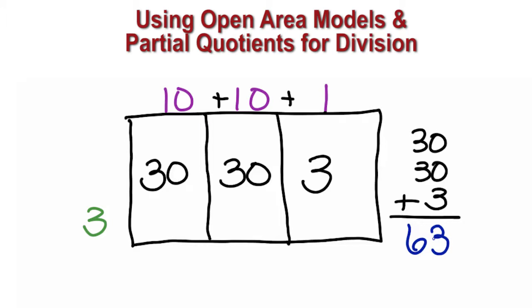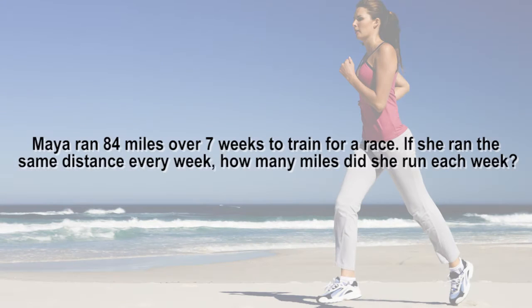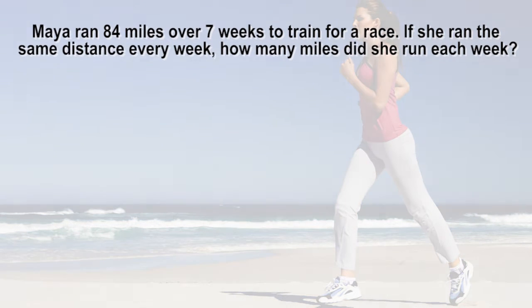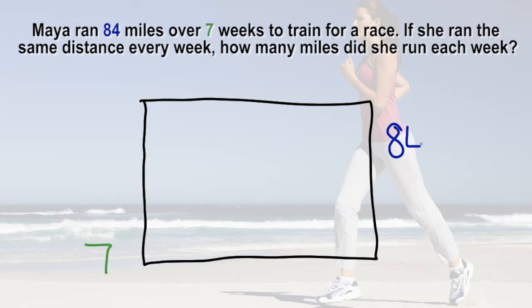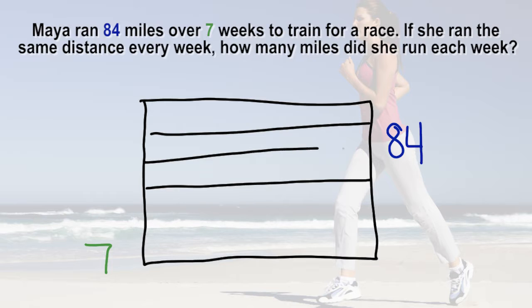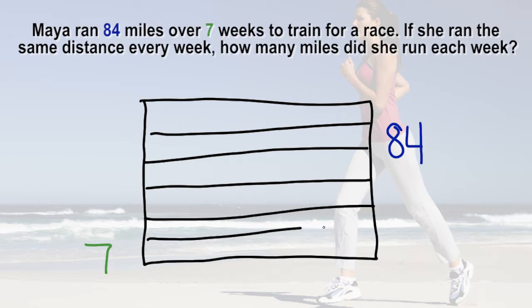Let's try another division problem using the open area model and partial quotients. Maya ran 84 miles over 7 weeks to train for a race. If she ran the same distance every week, how many miles did she run each week? We will be dividing the total miles into 7 groups to represent the 7 weeks Maya ran. We will need to draw in 6 horizontal lines with the area model to make 7 equal groups.